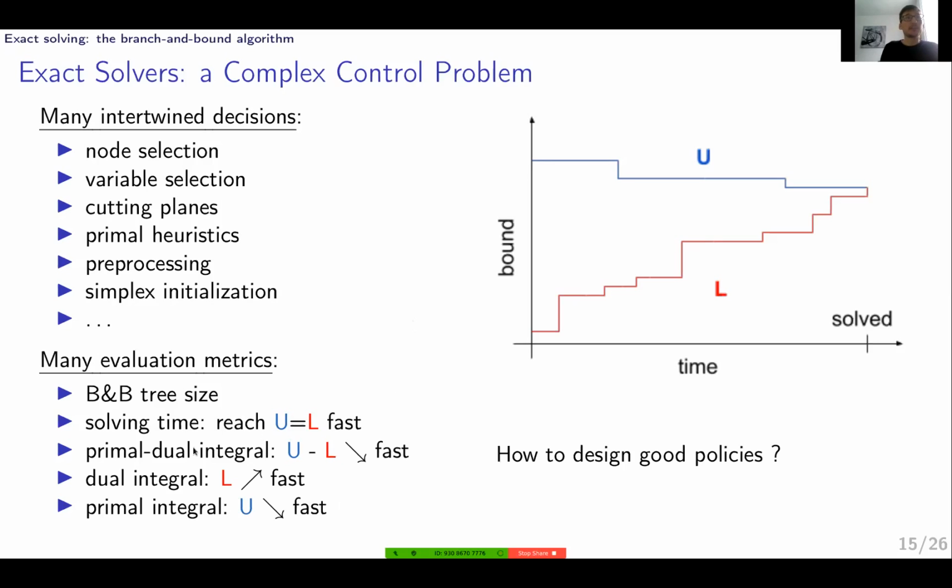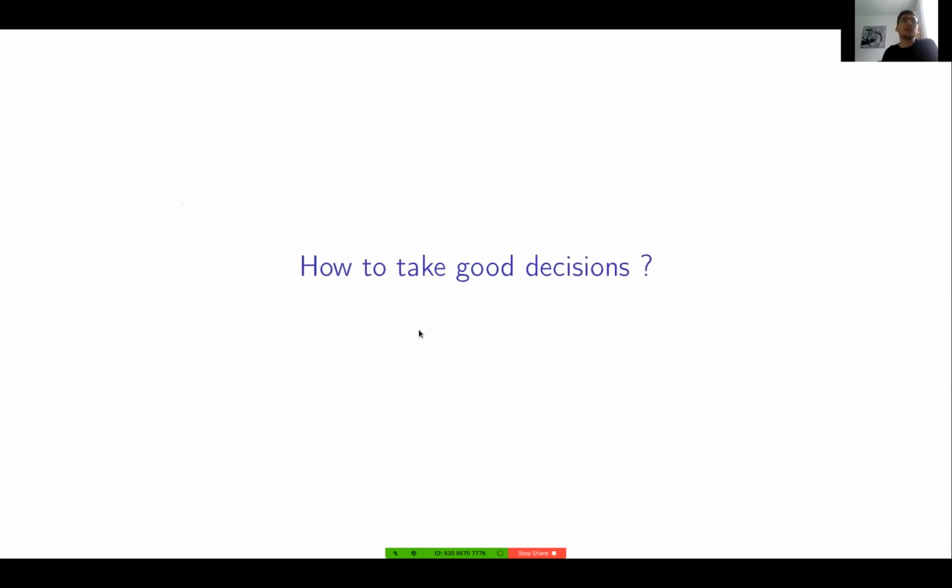So given those metrics and those decision tasks, how do people design policies? How do you design branch and bound solvers? And this will be the next part: how to take good decisions inside exact solvers.